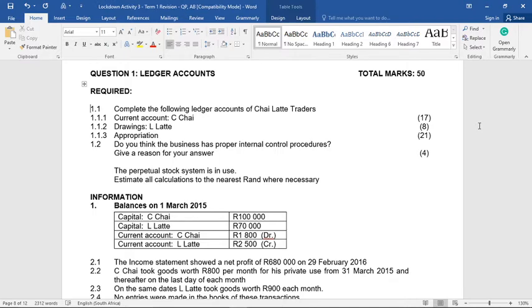So in terms of the ledger accounts, there's the current account of C Chai, the drawings of L Latte, and the all-important appropriation account. Okay, so they also tell us that the perpetual stock system is used. You should be familiar with the perpetual system, trading stock cost of sales always being calculated throughout the year. Estimate all calculations to the nearest rand where necessary. Okay, we hope we don't have too many of that.